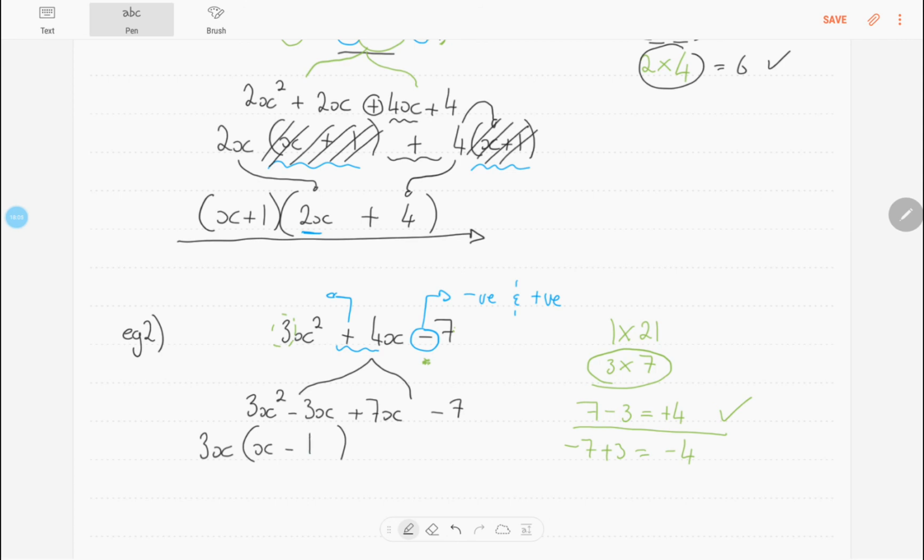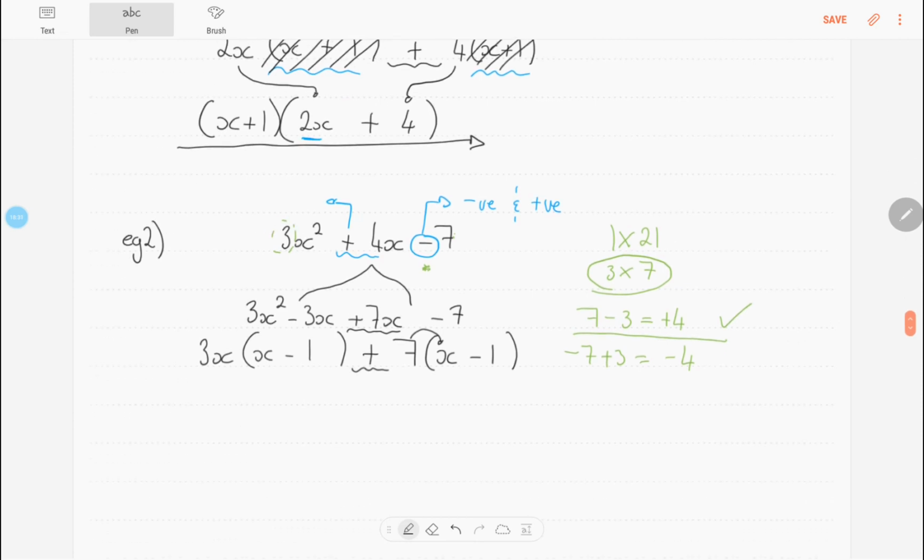Now we do the same except we block off the first two terms and we look at the last two terms. So we're going to take out a factor of 7. And what's left is x minus 1. Okay, cool. So now we just need to see what sign must go here. So we go 7 times x, gives me 7x. We look for our 7x over there. It's a positive, so that gives me a positive.